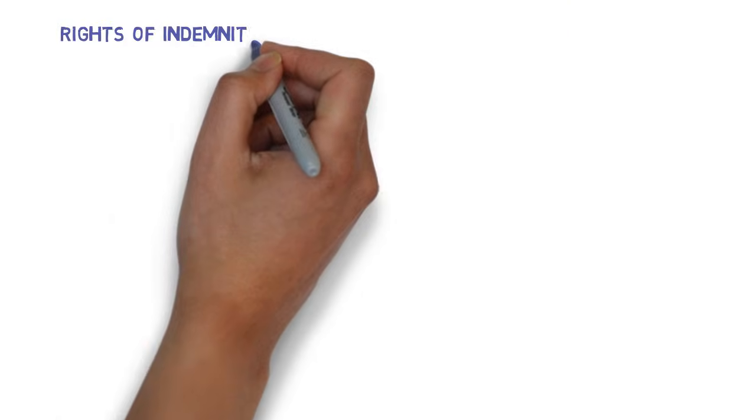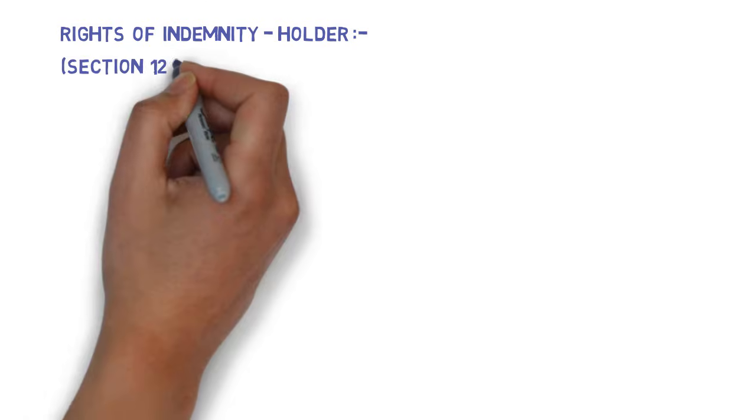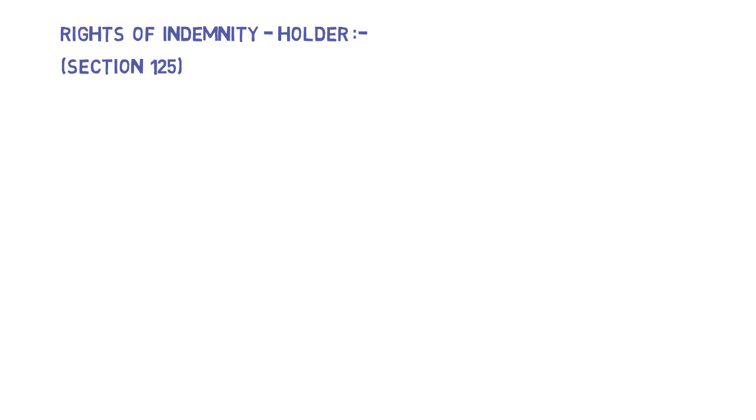Now when we have understood the contract of indemnity, let's understand rights of indemnity holder which is given in section 125 of Indian Contract Act. Rights of the indemnity holder can be of three types: to claim damages, to claim cost, and to claim sums.